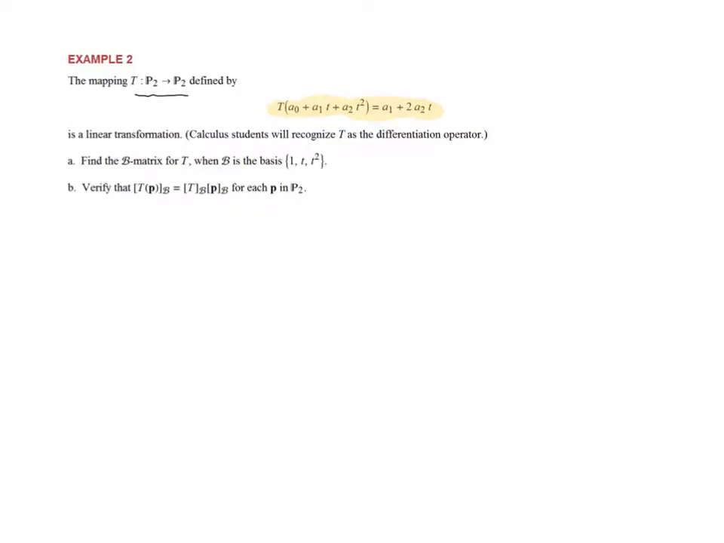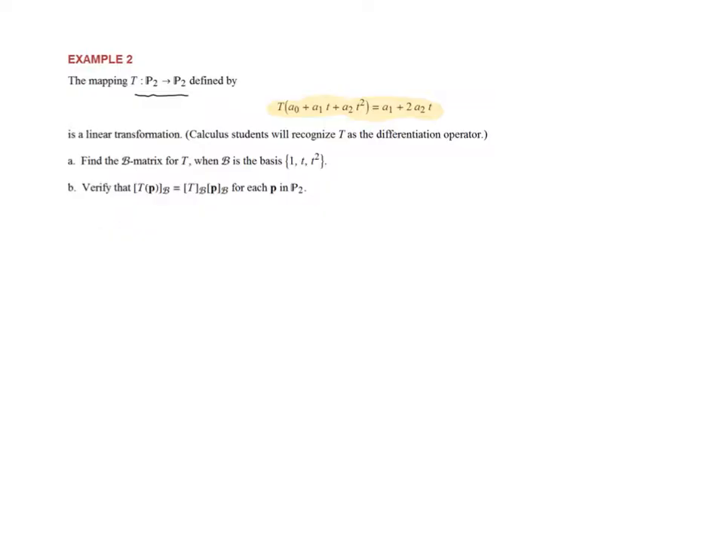And if you notice, from the left to the right, the a0 is gone. There's no a0. The a1 has a variable next to it, and then on the right it doesn't. And then the a2t squared, when you look on the right side, is 2a2t. And that transformation is where it says calculus students will recognize T as the differentiation operator. Basically, we have defined a linear transformation that takes the derivative of a second degree polynomial. So this is doing calculus with linear algebra.